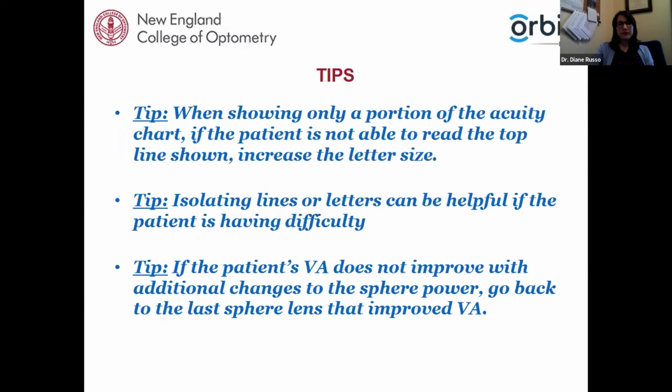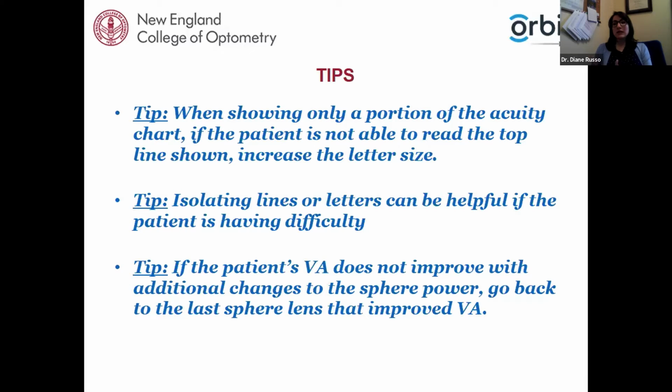These are some tips from the last presentation. So when you're starting the refractive process, when you're showing a patient, let's say a portion of the chart, maybe you don't have the whole thing open, but you're just showing maybe 3 or 4 lines. If the patient's not able to read the top line, just go up to the larger letter size. And this may be more helpful when you're checking entering acuity, because at that point you don't know what the patient's acuity is, as opposed to when you're starting refraction, because at that point you should have a better sense of what the patient's entering acuity is.